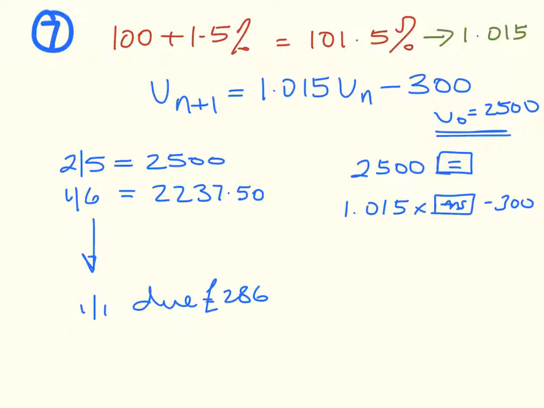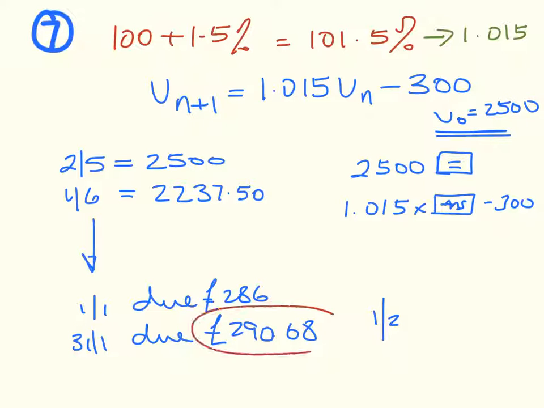Okay, and then at the end of the month, he's had 1.5% added on to that. So on the 31st of January, he's due £290.68. So his final payment on the 1st of February is indeed £290.68. You get all that from your calculator.